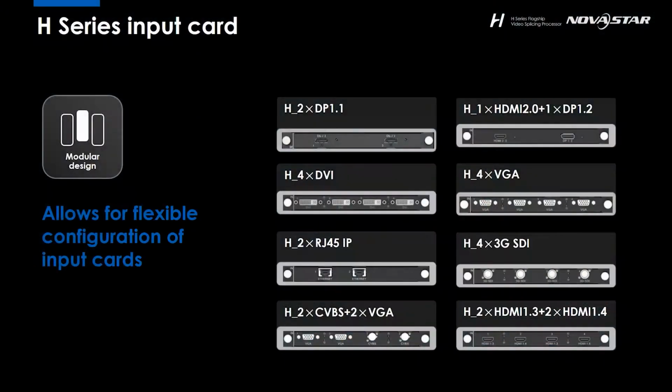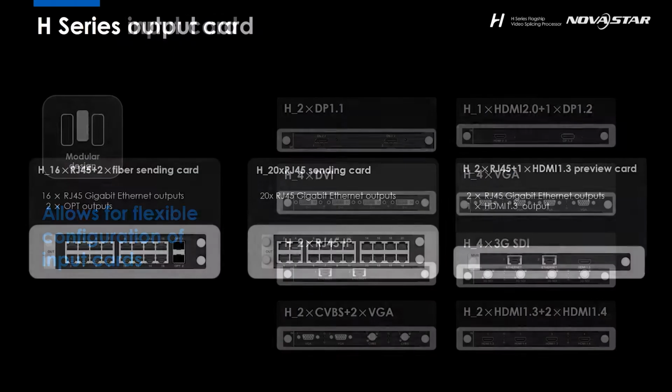Okay, let's see it. On this page, we can see there are 8 types of input cards for both analog and digital signals. For analog signals, we have CVBS and VGA, and for digital signals, we have DP, DVI, HDMI, and SDI. And there is one particular type of input card, the RJ45 IP camera card.